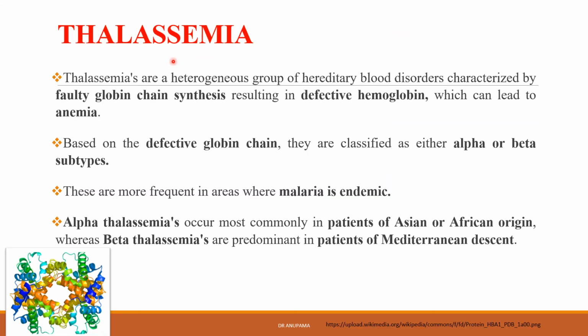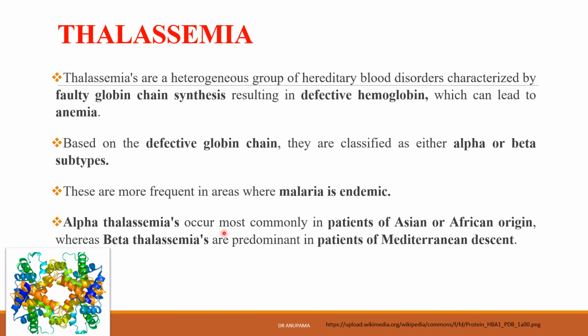Next is thalassemia. Thalassemias are a heterogeneous group of hereditary blood disorders which are characterized by faulty globin chain synthesis, resulting in defective hemoglobin. This can lead to anemia. Based on the defective globin chain, these are classified as alpha or beta subtypes. These are more frequent in areas where malaria is endemic.